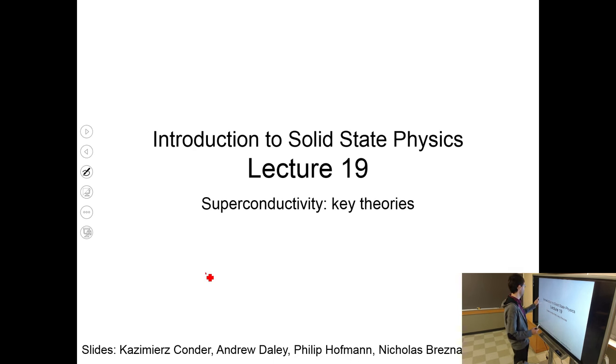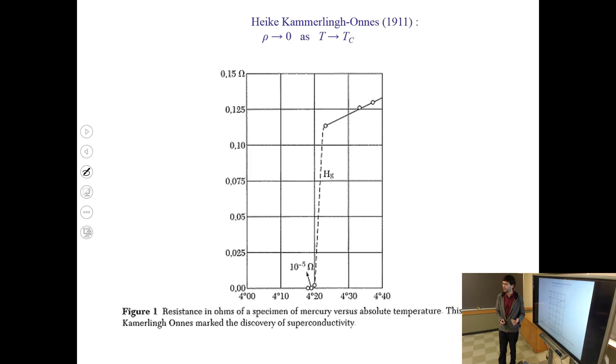So to get us started, a quick reminder: superconductivity is the complete loss of electrical resistance by certain materials below a certain temperature, and also below a certain magnetic field. So there is a critical temperature and a critical field. This is the first experimental observation, on mercury, which showed to an accuracy of 10 to the minus 5 ohms that this particular specimen had no resistance. Since then, we improved this upper bound on resistance dramatically, and we really cannot find any resistance in the superconducting state.